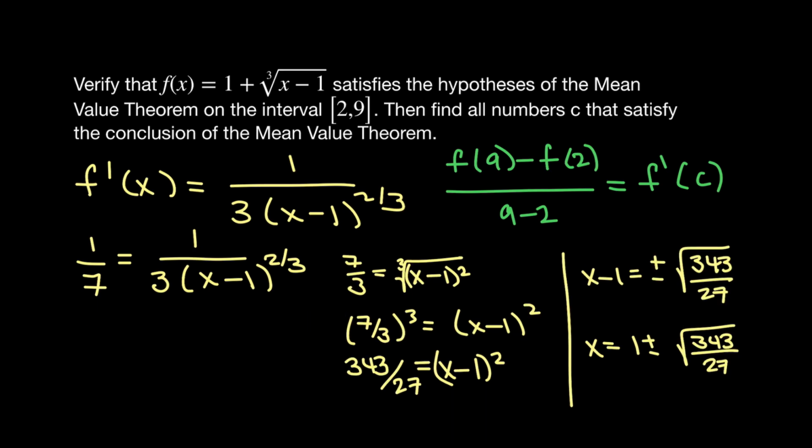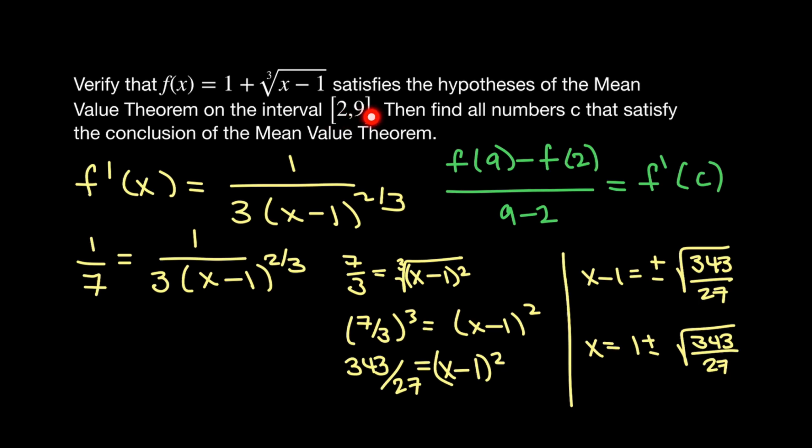To get rid of the squared, we can square root both sides. We technically need a plus or minus, so x minus 1 is plus or minus square root 343 divided by 27. And then I add 1, so x equals 1 plus or minus square root 343 divided by 27. So there are actually two places where the derivative is equal to 1/7.